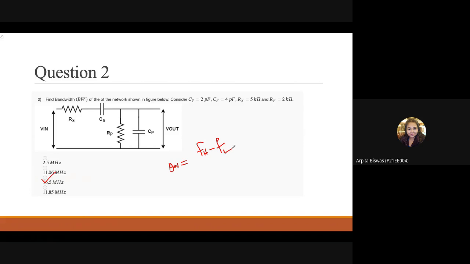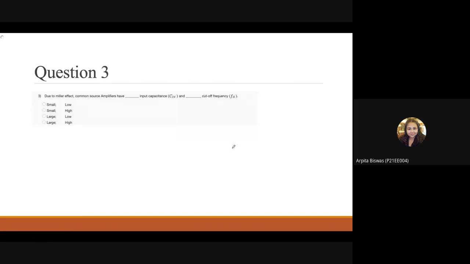I'm not solving because I think only in this session. So this is question 3. Due to the Miller effect, common source has dash input capacitance and dash output cutoff FH. So what is the right answer? Option C, ma'am. Large and low. Yes, large and low.